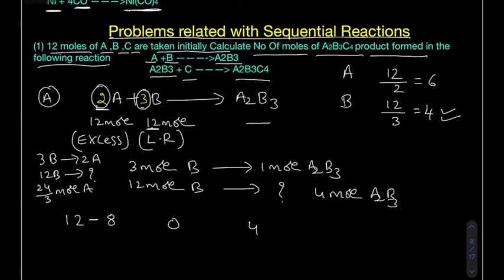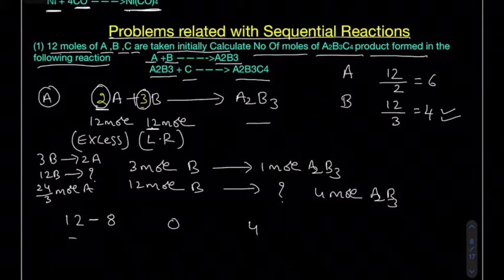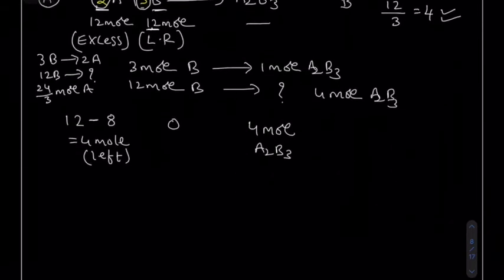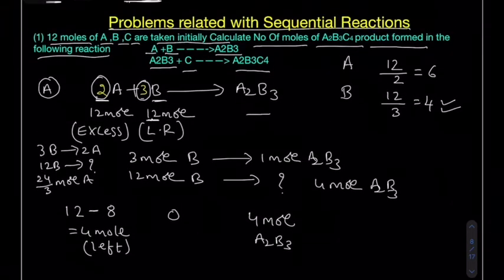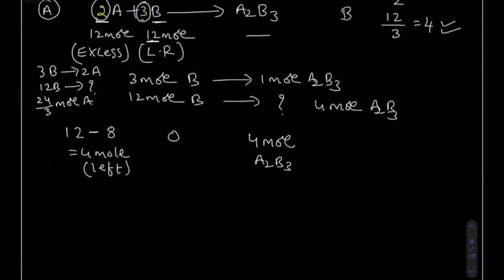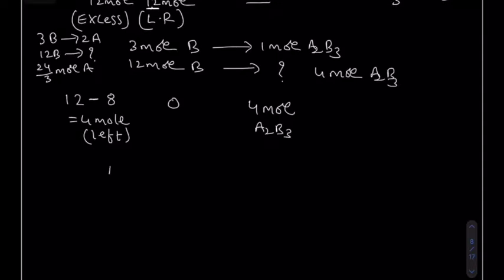So of the total 12 moles of A, 8 moles are reacting. So the remaining 4 moles of A will be left. B will be completely consumed to 0, and 4 moles of A2B3 will be formed. Are you getting my point? Now the continuation reaction is given to you. A2B3 reacts with C. So I am writing the continuation equation.